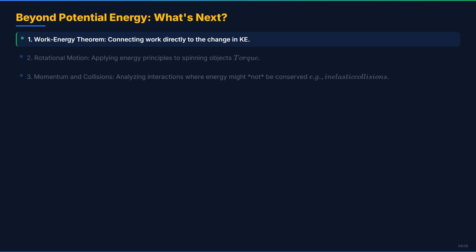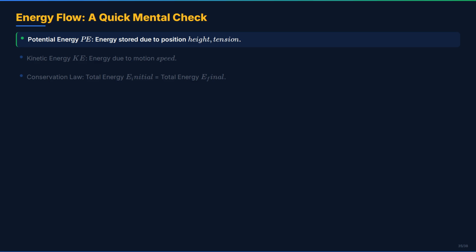After that, we move into rotational motion. Instead of simple up and down falls, we consider spinning things, and instead of gravity, we use torque. Finally, we tackle collisions. While energy is often conserved, in certain collisions, like two cars crashing, some energy is lost as heat or sound. Studying these topics will give you a full, comprehensive understanding of how energy interacts in the real world. Let's take a deep breath and quickly review the core concepts.